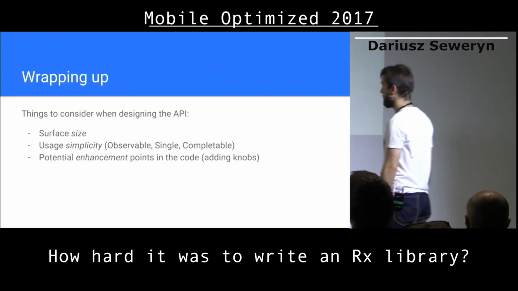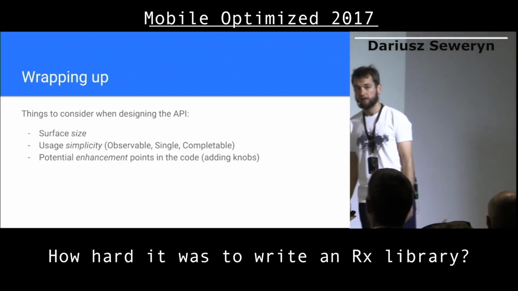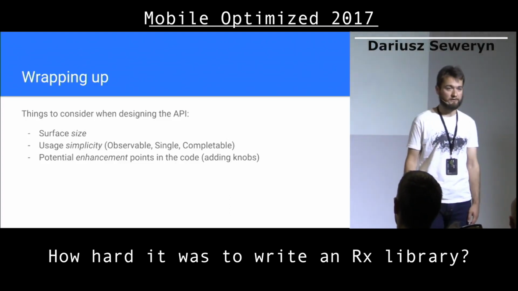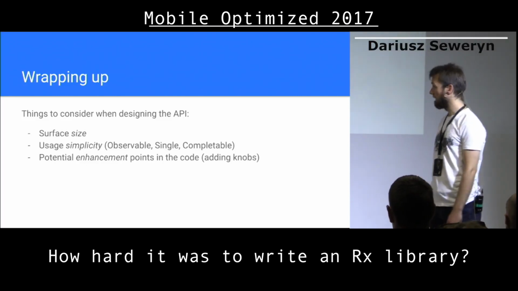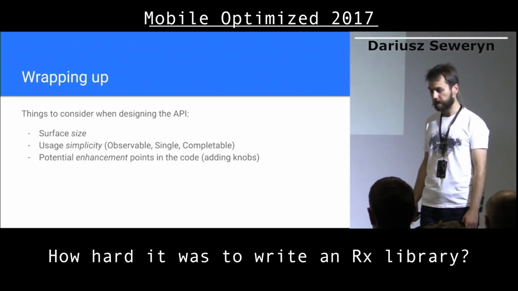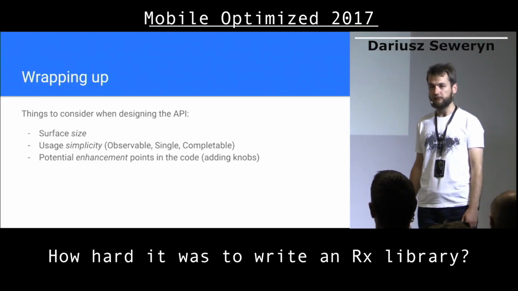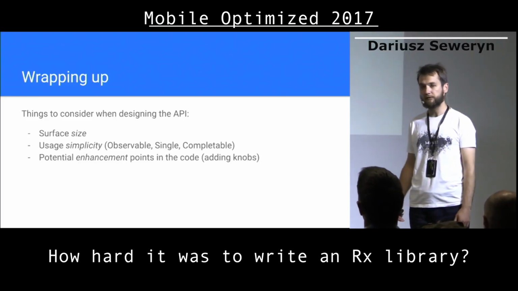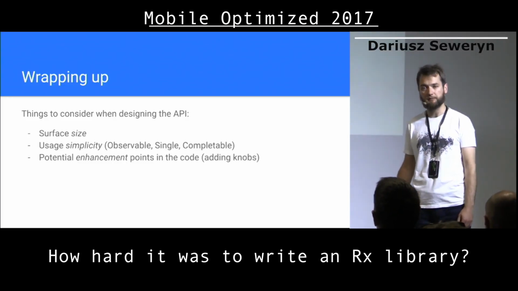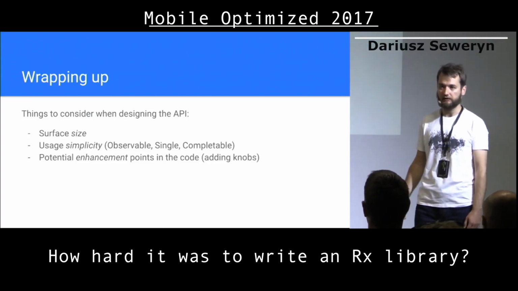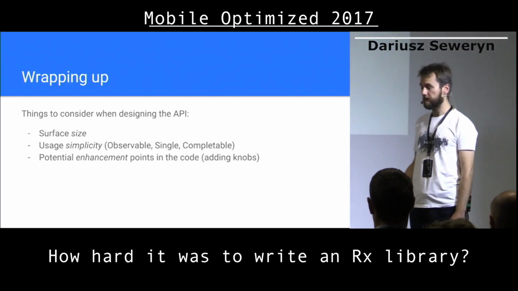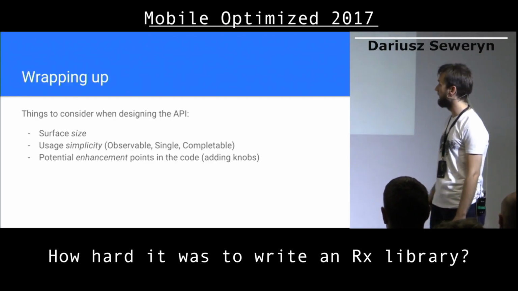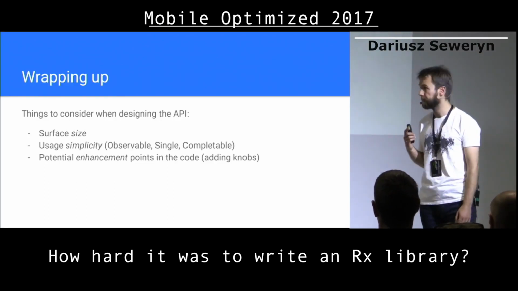Moreover, when designing the API, it's good to think about the size of the API before building it. And think about the simplicity of the usage, whether it will be possible to at least learn the API only by checking the header files. And think about the potential enhancement points in the code.